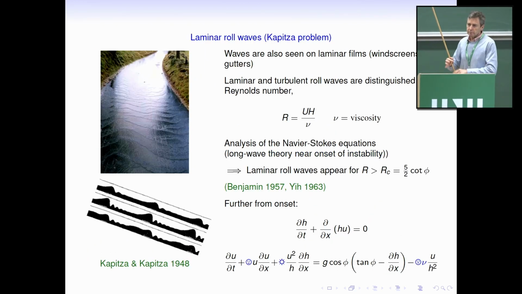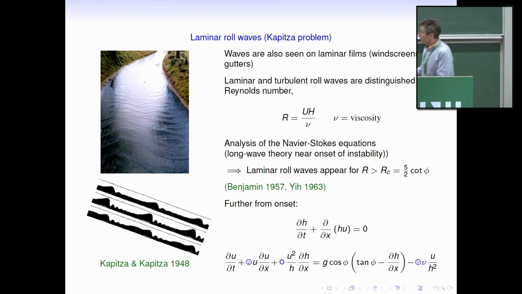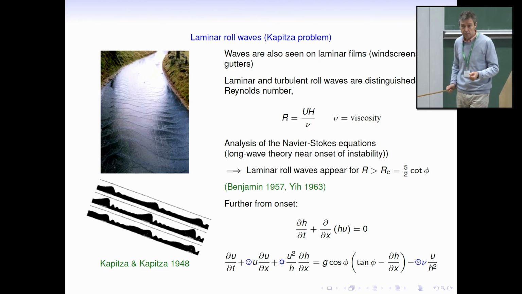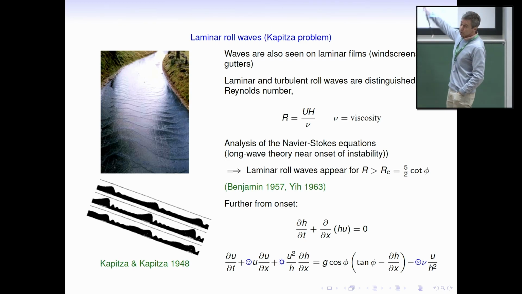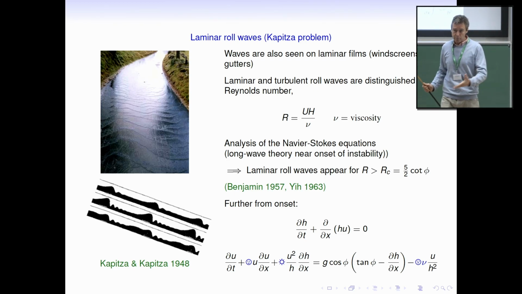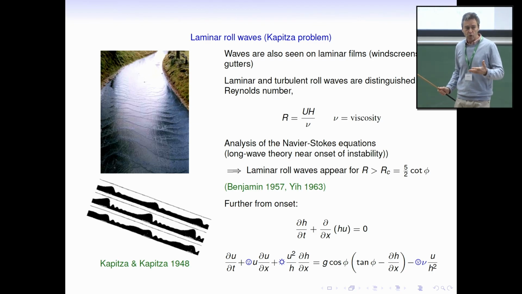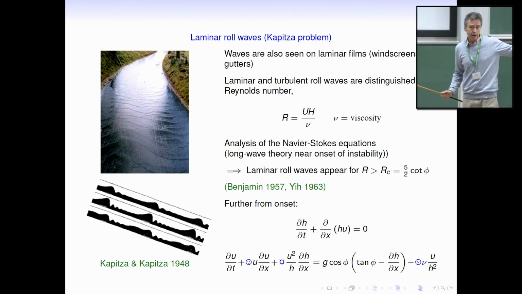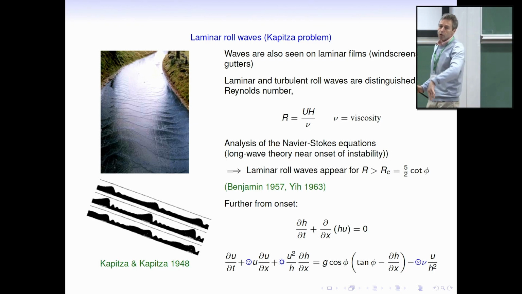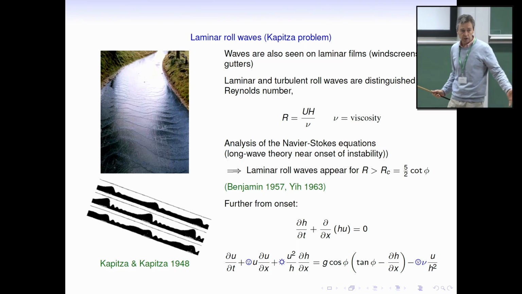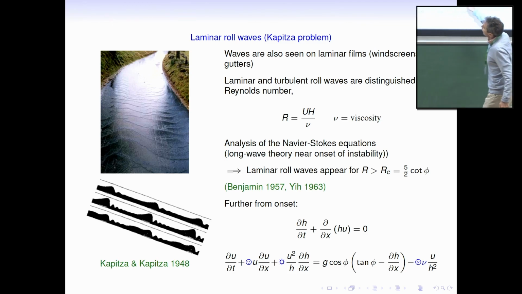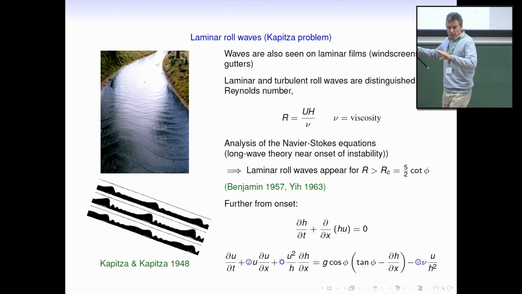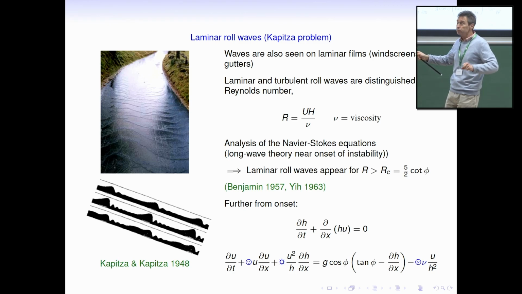Okay, so that's enough about turbulent roll waves. Now let me tell you about laminar roll waves. There's a different version of the problem that sometimes is called the Kapitsa problem, which is basically the laminar version. And you're all very familiar with it because whenever it rains outside, you see roll waves on your windscreen or on the gutter on the road. These are these waves, these smooth waves. The Reynolds numbers are clearly much smaller because these are nice smooth films.